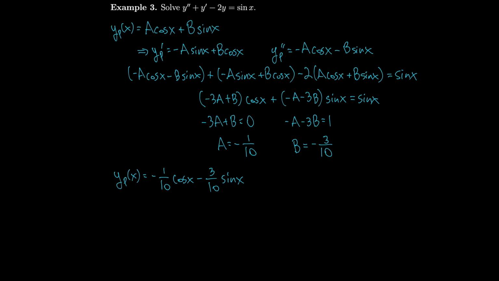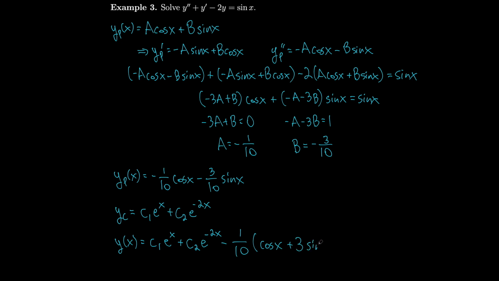So we just need our complementary solution, but we already did this in example 1. We had the same expression on the left side, so the homogeneous version is always just equal to 0, so it has the same complementary solution. So that was just c1 times e to the x plus c2 times e to the minus 2x. So that means that y of x is equal to c1 e to the x plus c2 e to the minus 2x minus, I'll factor out the 1/10, times cosine x plus 3 sine x.